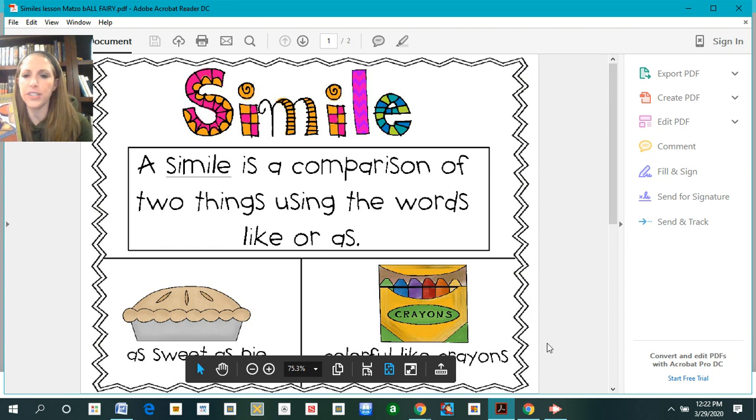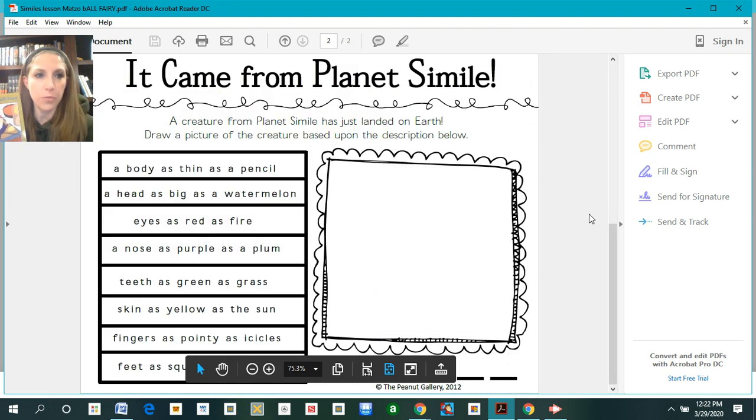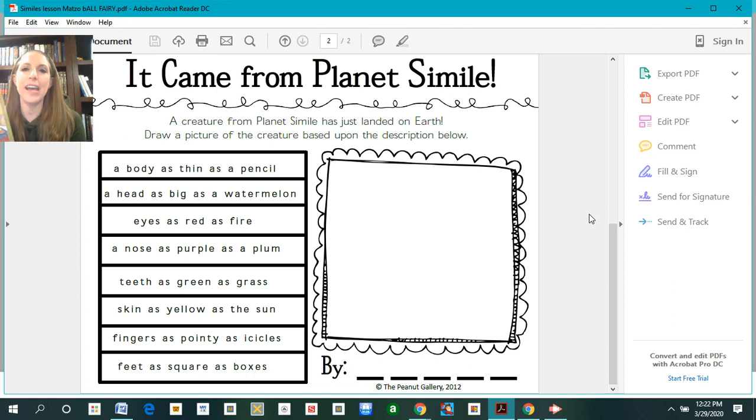So as colorful as crayons, or colorful like crayons, or as sweet as pie. And then for fun, when you're finished reading the story, you can create your own planet simile monster. You can make a creature in the box right here. You can draw a picture using the prompts here.